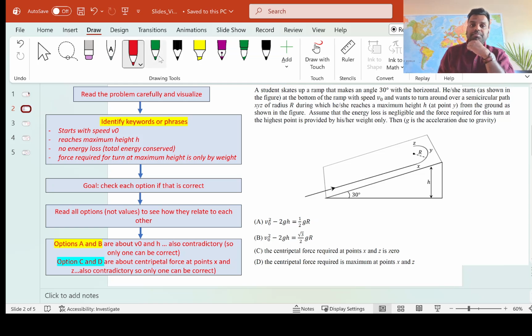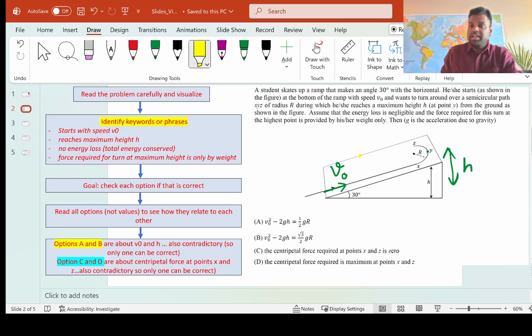If you read the problem, we will see a person is skating up a ramp with a starting speed v0, right? And then the person reaches the highest point h from the ground, and it also says that there is no energy loss. That is a hint that we have to use energy conservation in this problem. And then it also says the force required for this turn at the highest point is provided by only weight. So at this point y, the centripetal force required for the turn is only provided by the weight.